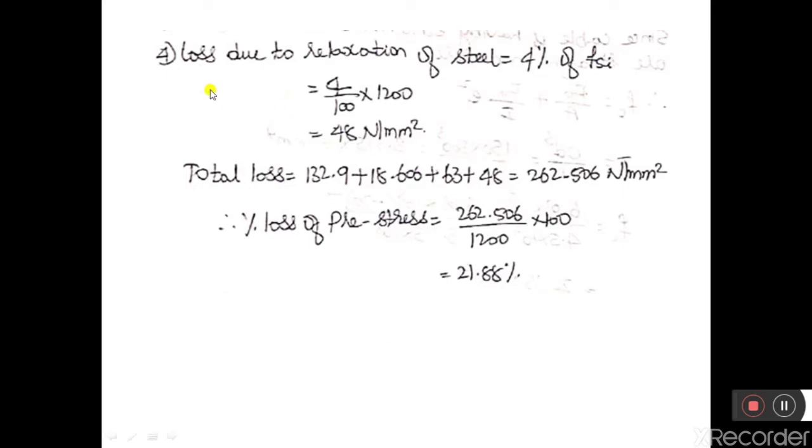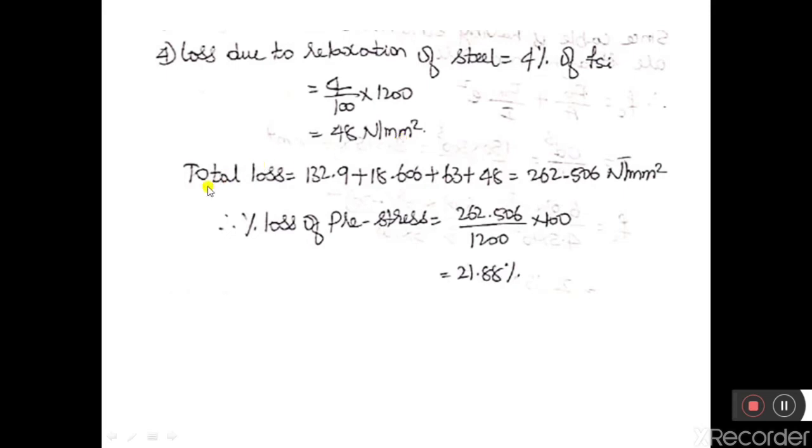And the last case is loss due to relaxation of steel. It is given in the question that loss due to relaxation of steel is equal to 4% of initial pre-stress. So 4% of FSI, 4 by 100 into the initial pre-stress applied to the cable, which is 1200, given in the question. Therefore 4 by 100 into 1200 gives 48 Newton per mm square.